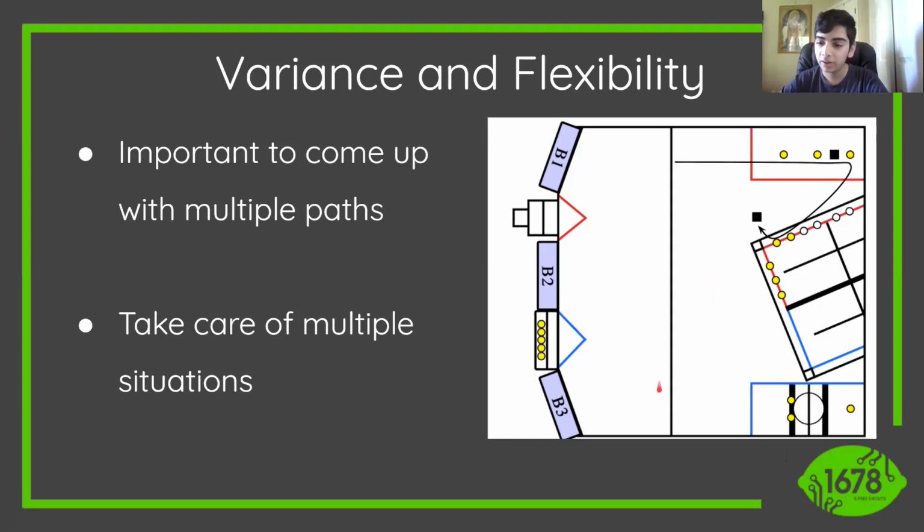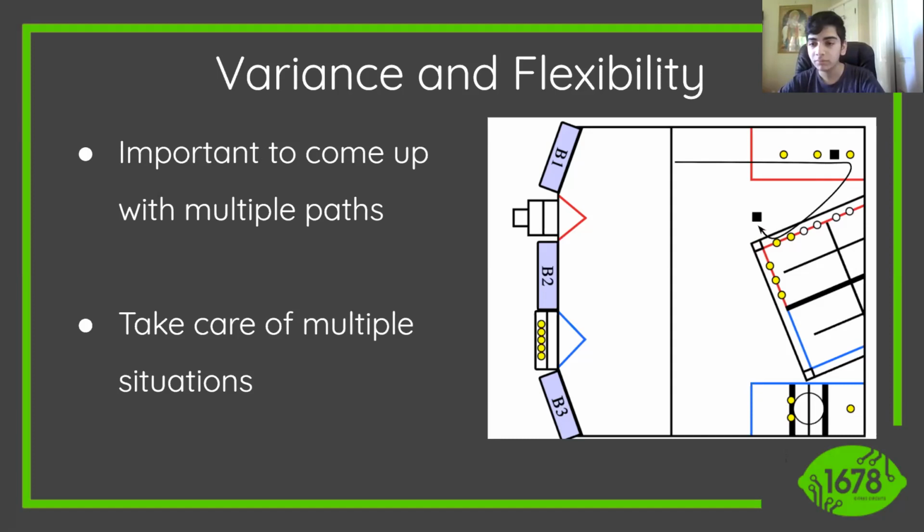So we came up with a path to do an auto from the right side, to do an auto from the left side. And I'll bring up a couple case studies in a second, but these things really altered the way we went about auto development, because we wanted to make sure we covered as many contingencies as possible.